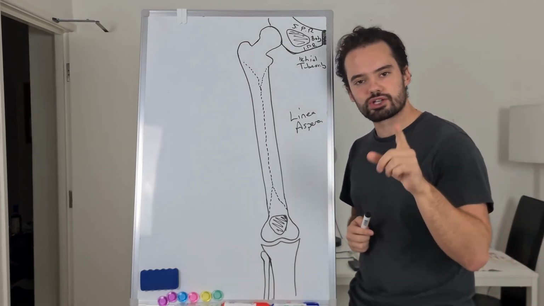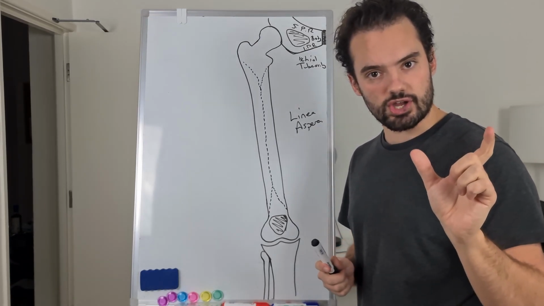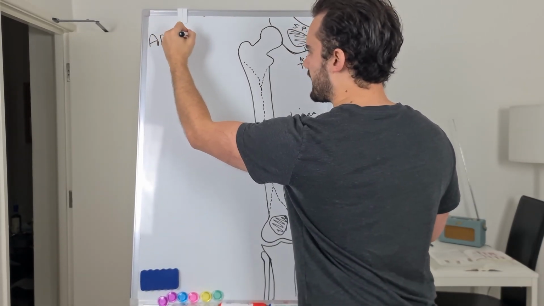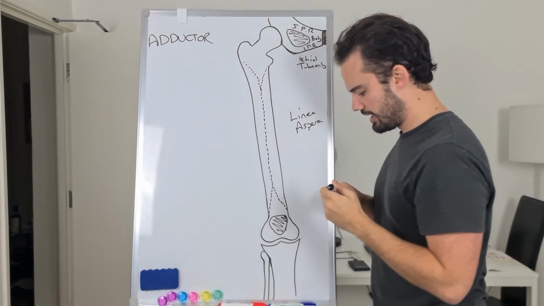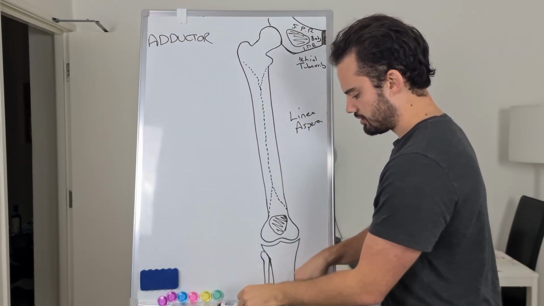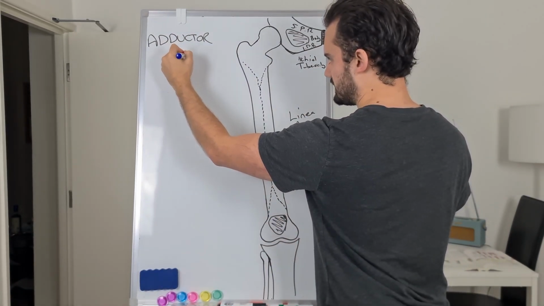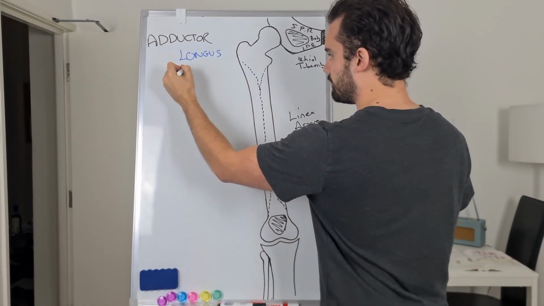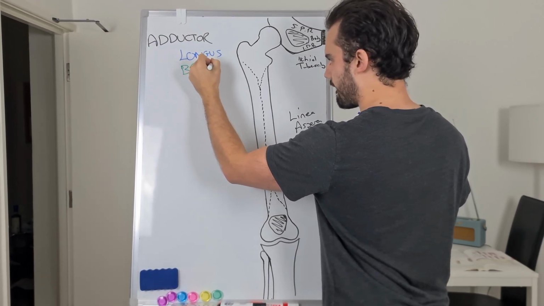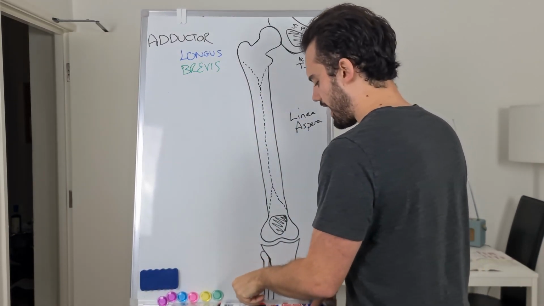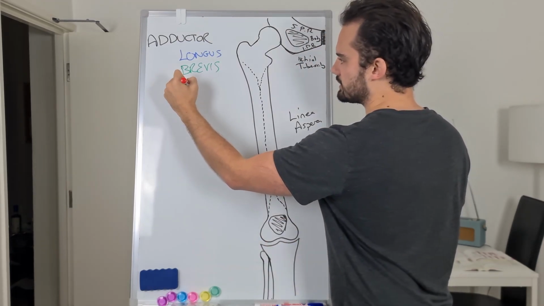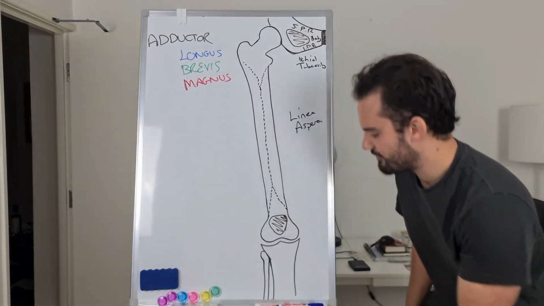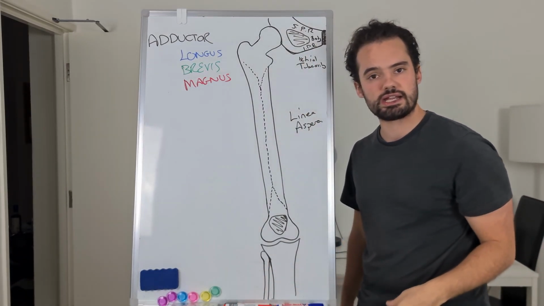We'll do the muscles that are actually called adductor first. So we'd have 3 muscles that are all called adductor. The 3 are then called adductor longus, adductor brevis, and adductor magnus.